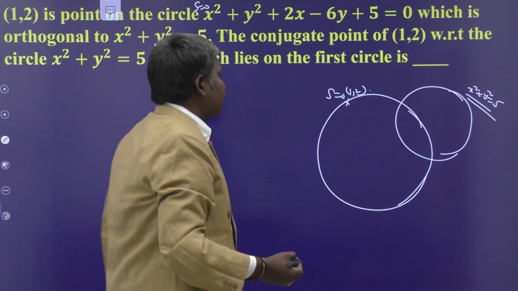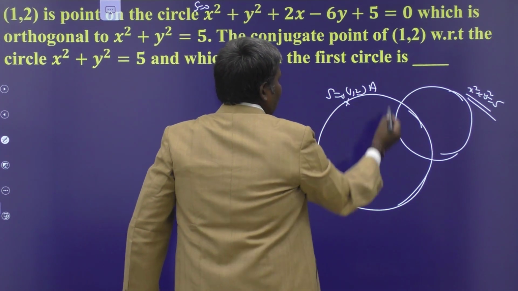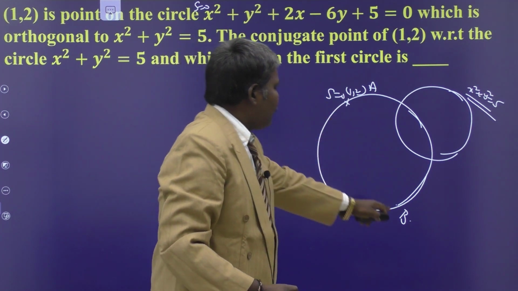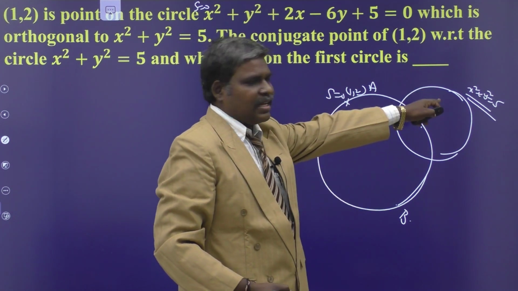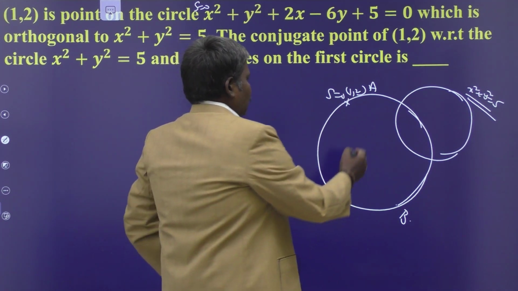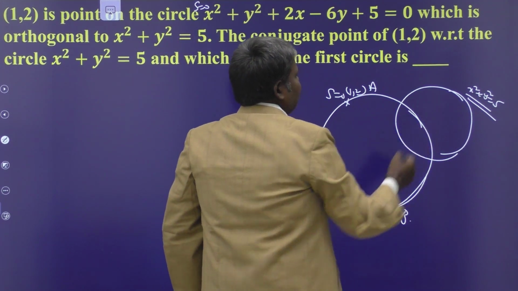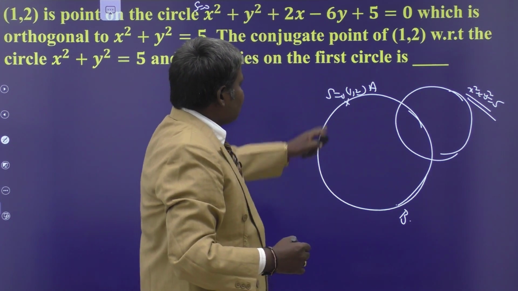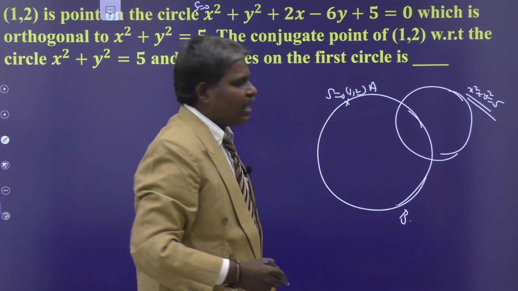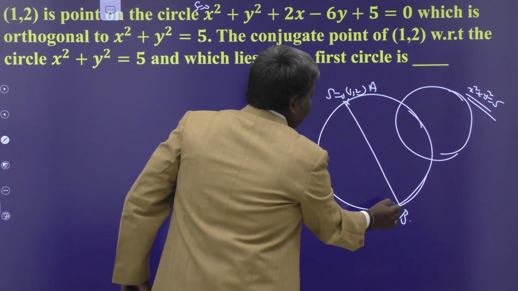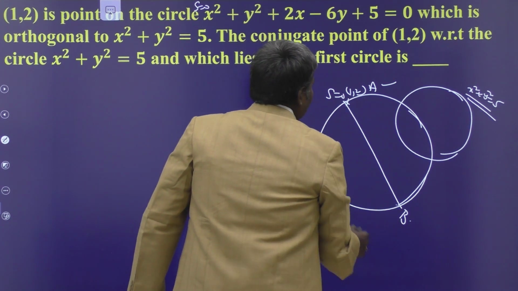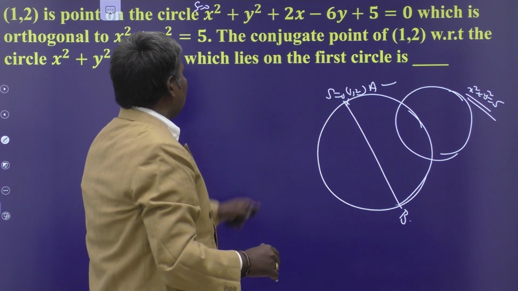We have one property: if A, B are conjugate points with respect to a circle, then the circle described on AB as diameter cuts the circle orthogonally. Suppose A and B are conjugate points with respect to a circle, then the circle with AB as diameter always cuts orthogonally. To find the conjugate point of A, that is nothing but the other end of the diameter through (1, 2) of that circle.